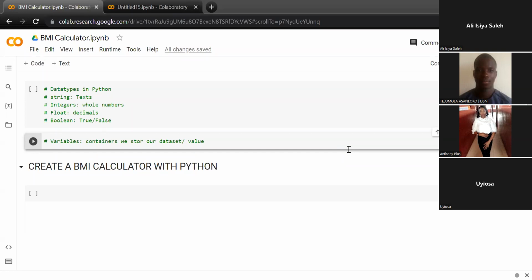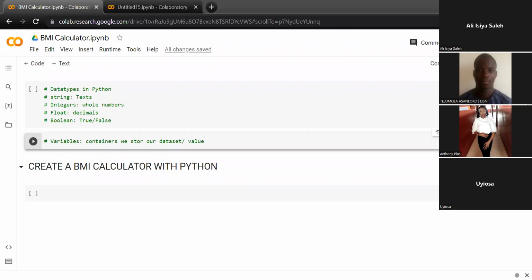So we are creating a BMI calculator. I'm sure we are familiar with the formula for BMI. Do you know the formula? Can you help us with the formula of BMI, what we need to calculate our BMI? You forgot? I'm going to remind you. It's something with height and weight, divided by 100. Can you now remember?